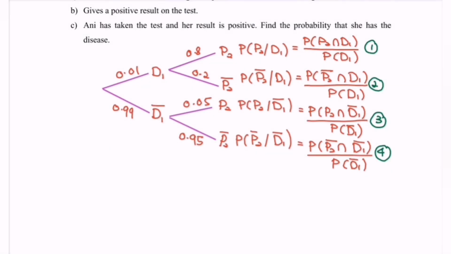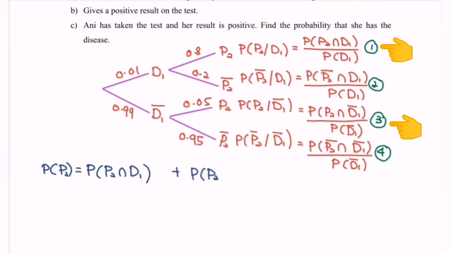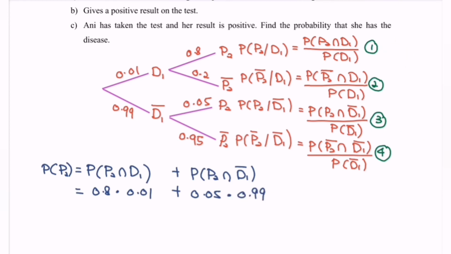Kindly refer to B. Give a positive result on the test. So meaning that we have the probability of P. Kindly refer to situation number 1 and number 3. So we are interested in the probability that the patient is positive and with the disease, or the probability that the patient is positive and the person is healthy. So make use of situation number 1 and number 3. Kindly cross multiply the situation. So we will have 0.8 multiplied with 0.01 plus 0.05 multiplied with 0.99. So the final answer will be 23 over 400.